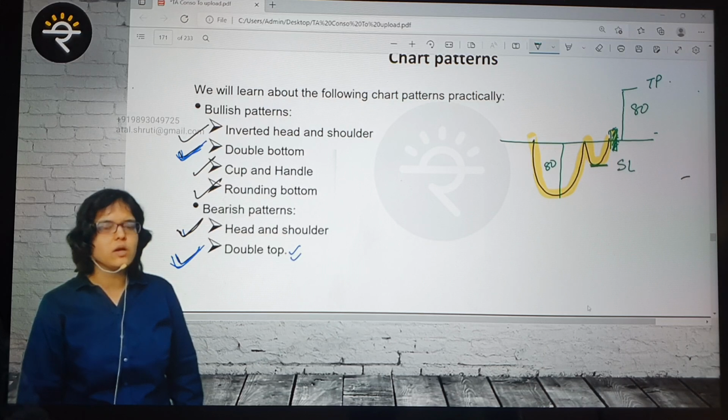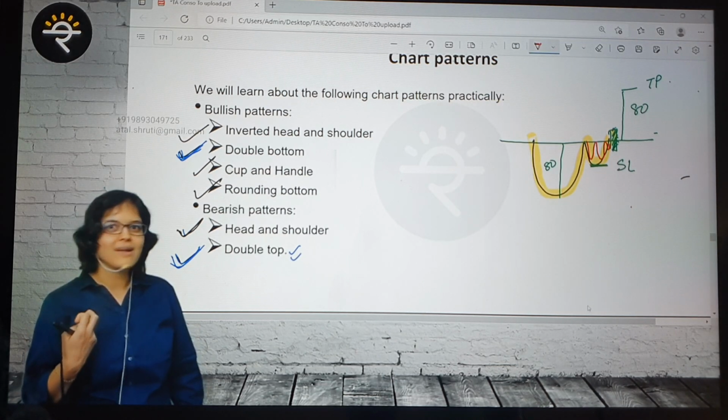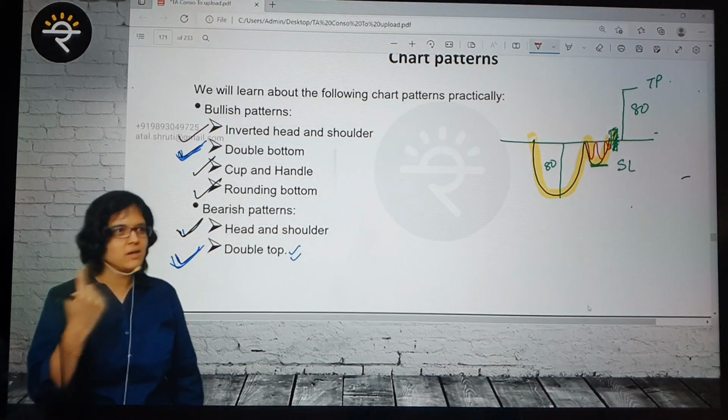Sometimes you can see designer candles also. Designer handles also. Because it's not going to be textbook, it's not necessary that it has to be perfectly like this. This is cup and handle. You want to show how to calculate target price? How to fix a stop loss.